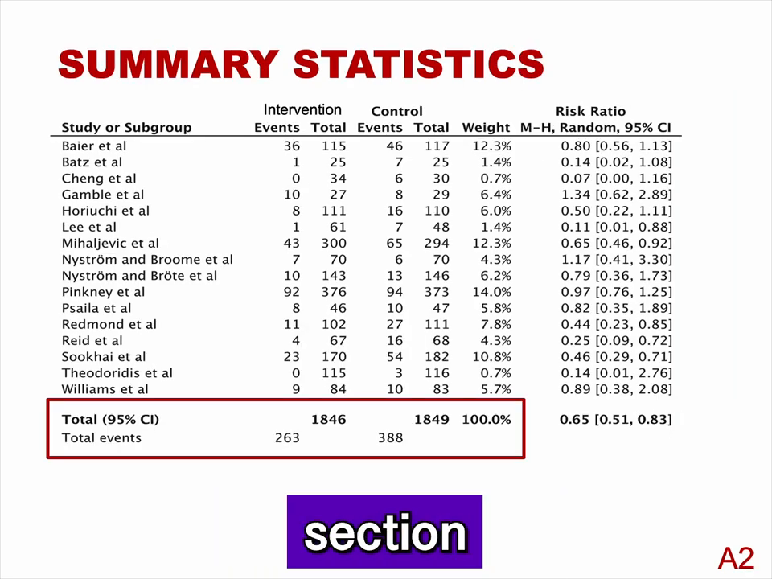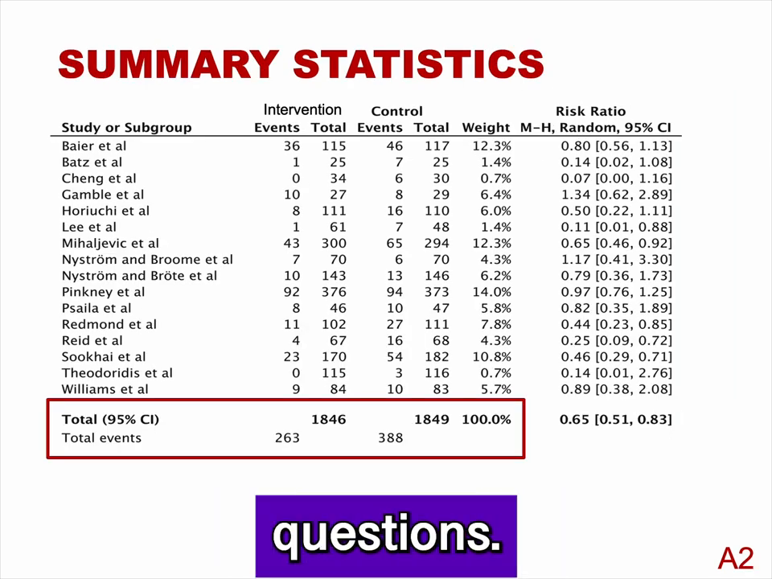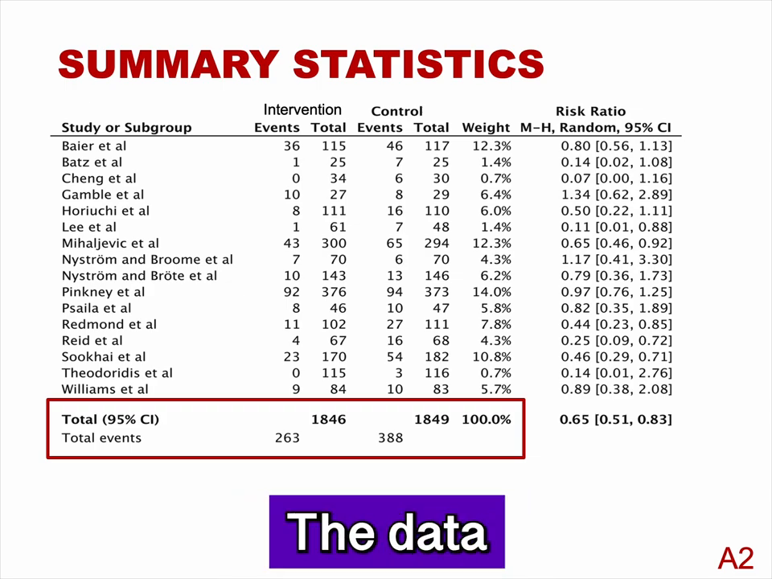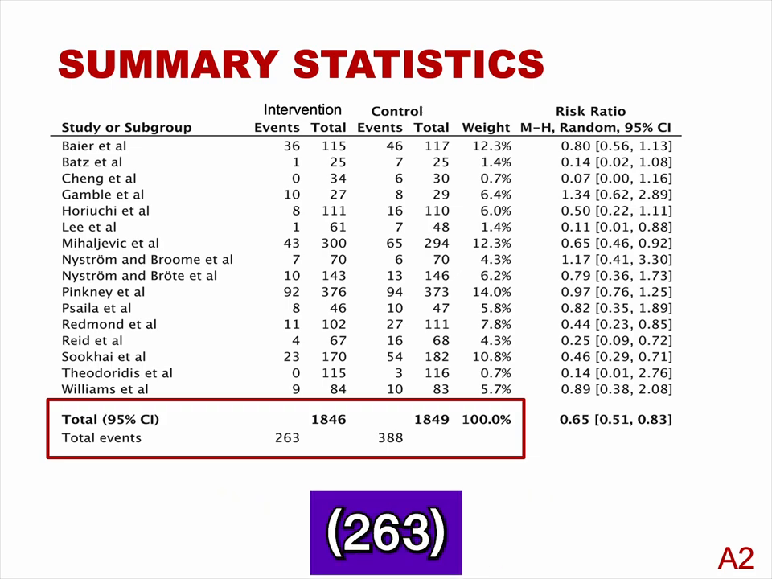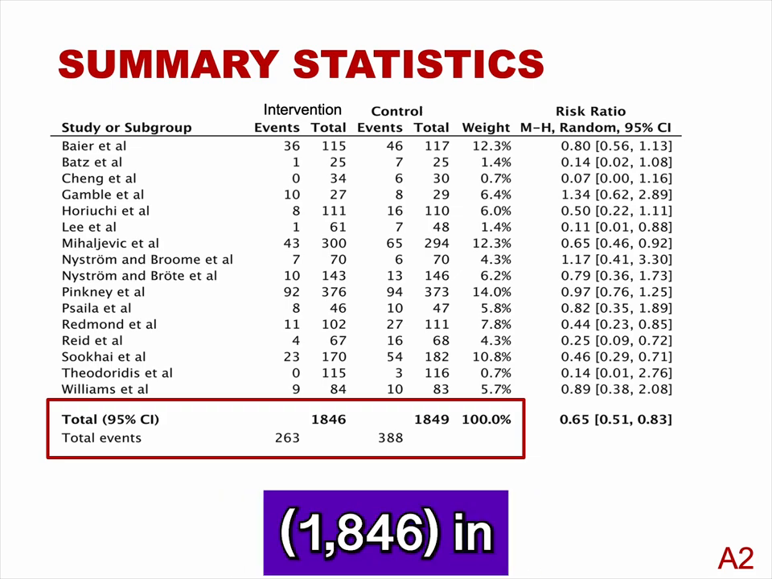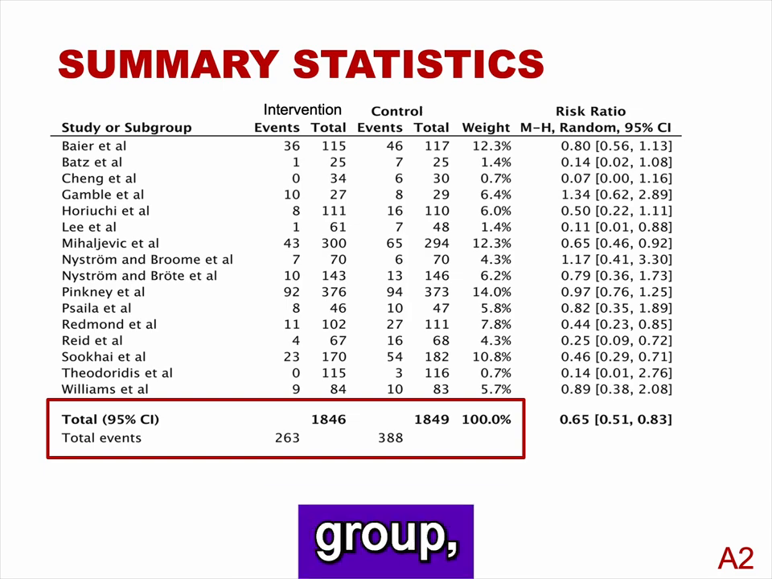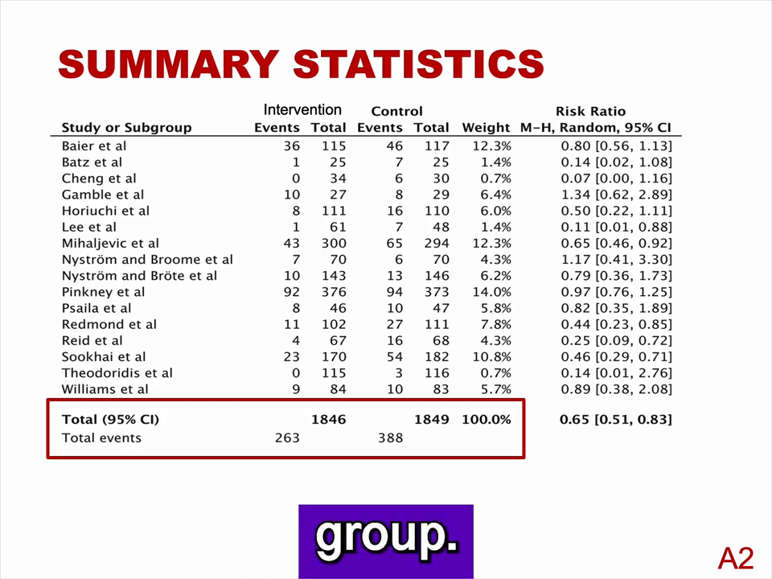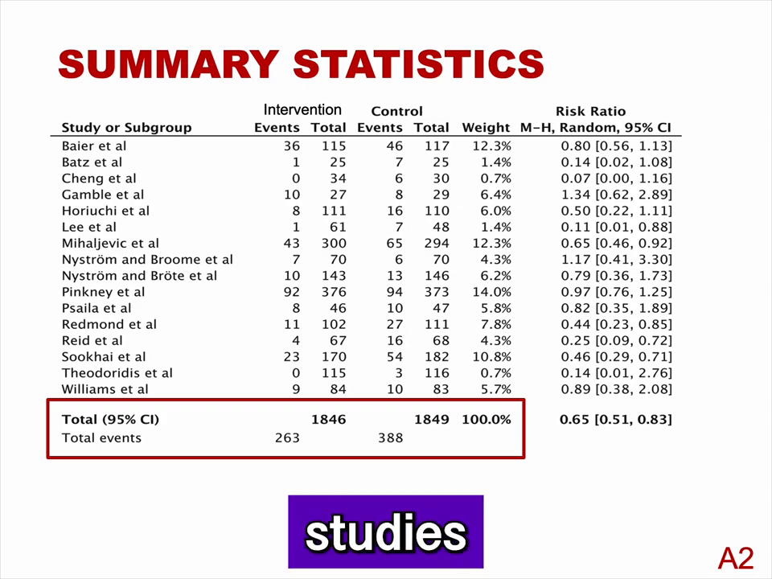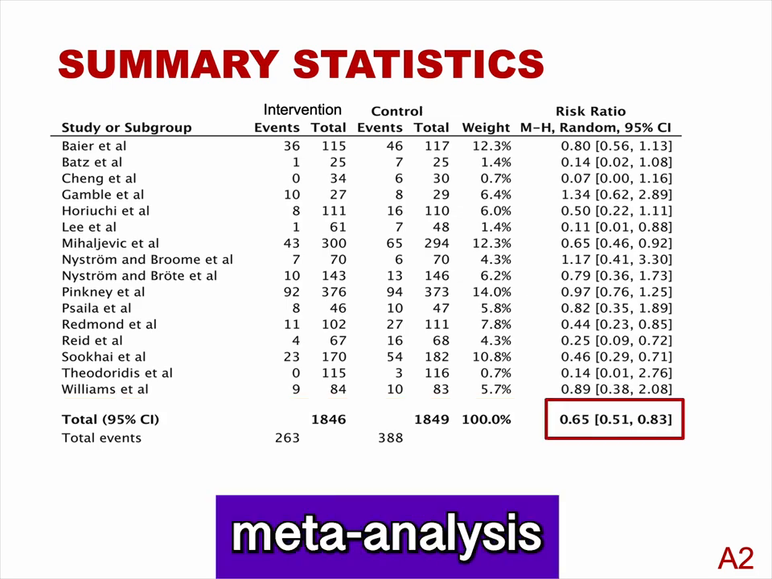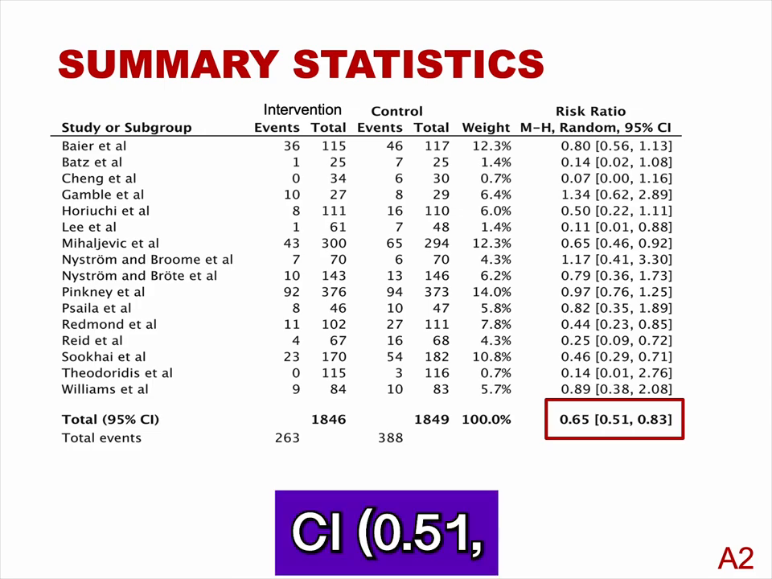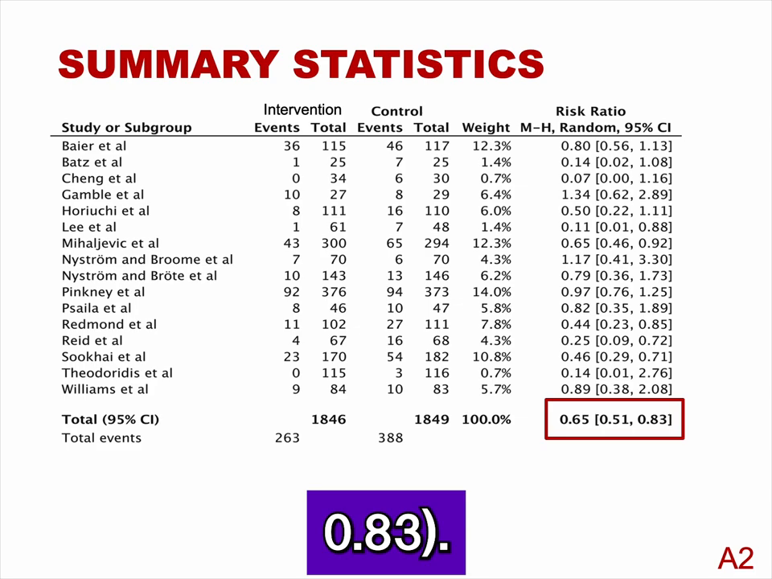The summary statistics section includes the answer to the meta-analysis results questions. What were the overall results of the review, and how precise were the results? The data includes the total number of events, 263, and the total number of patients, 1,846 in the intervention group, and the total number of events, 388, and the total number of patients, 1,849 in the control group. In addition, the total weight of the individual studies should add to 100%. The meta-analysis summary statistic is a risk ratio of 0.65 and confidence interval of 0.51 to 0.83.